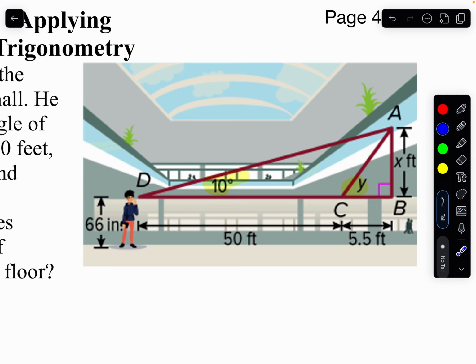And in the original triangle, I can find x, can't I? Because I know my angle of elevation. I know the whole length, which is going to be 55.5 because we add them together. Maybe I'll write that down here. So my whole length is 55.5 feet. That I have enough to solve. And then once I find x, I can use x in the small triangle to find y.